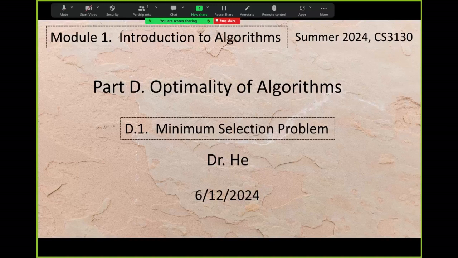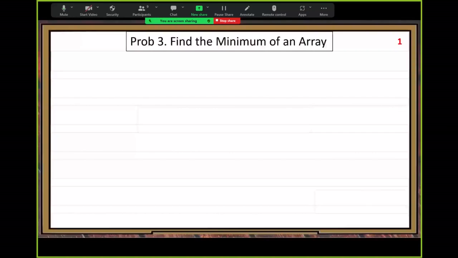So after you make an algorithm, sometimes we want to consider if our algorithm is optimal or not. Here, I want to use a simple example to show you the optimality issue: the minimum selection problem.